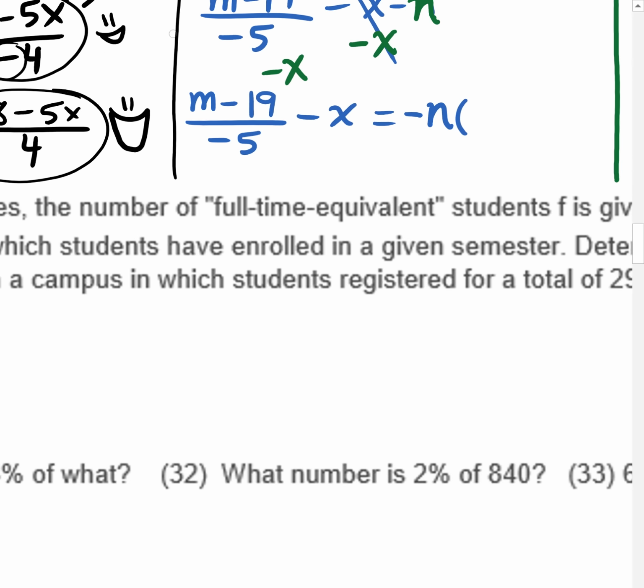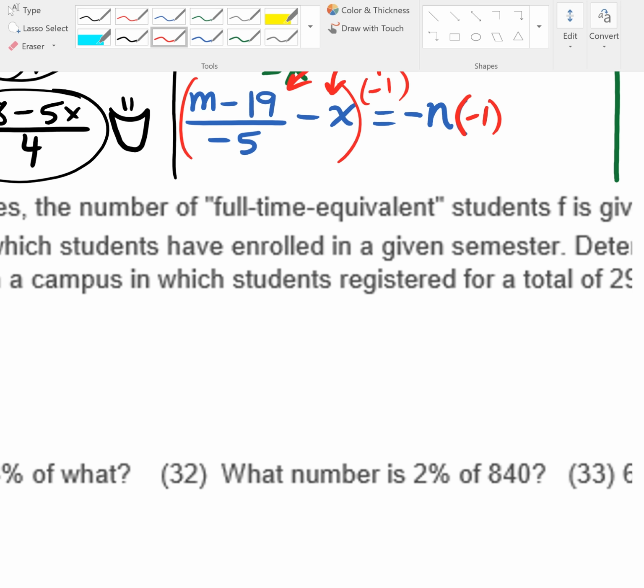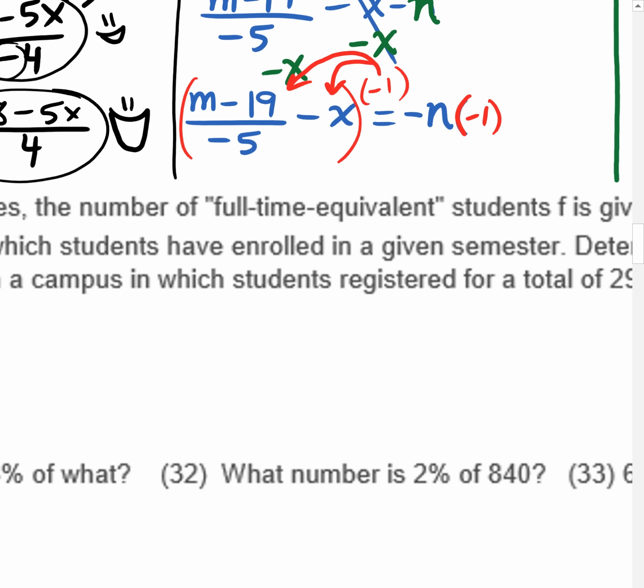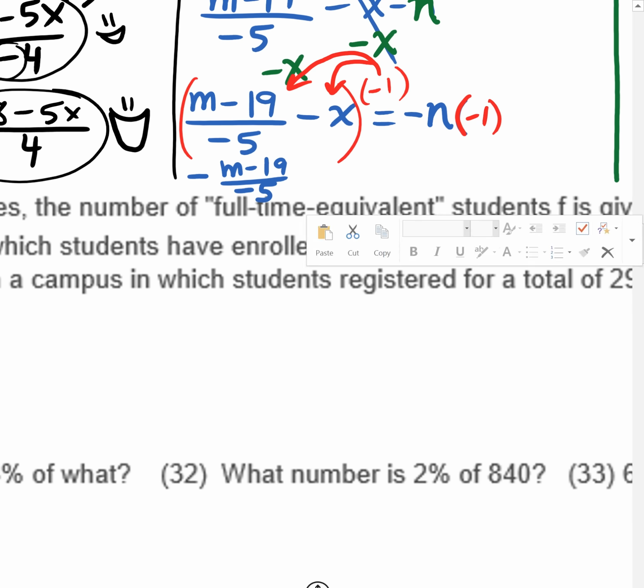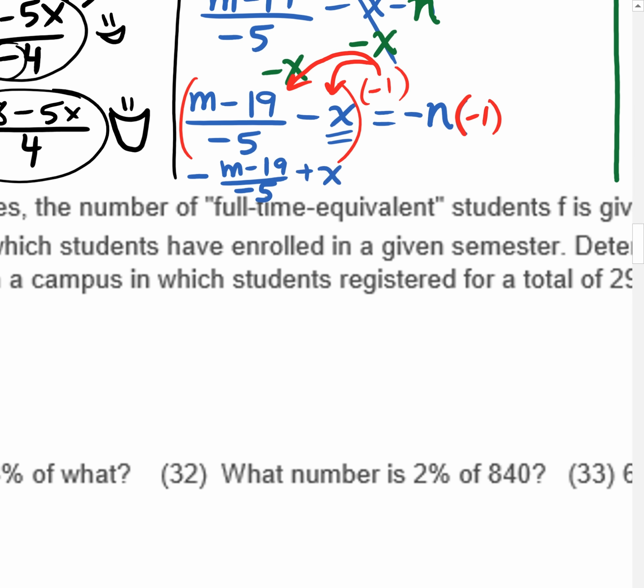So I'm going to go ahead and multiply both sides by -1 over here, and then over here. Since there's two terms on the left, I'll have to multiply both of them by the -1. So that -1 will make the fraction negative. So it'll be a negative, and then m minus 19 over -5. And the -1 times the negative x will make it a positive x. And the negative n times -1 is positive n.